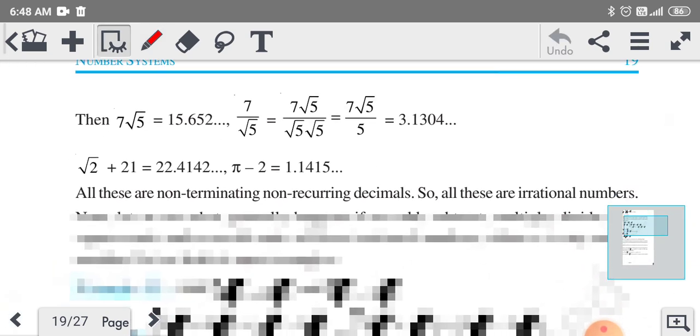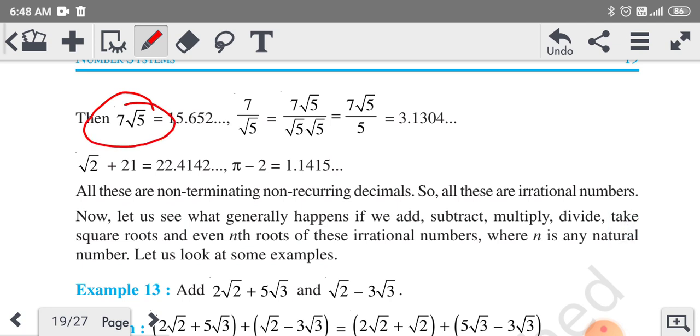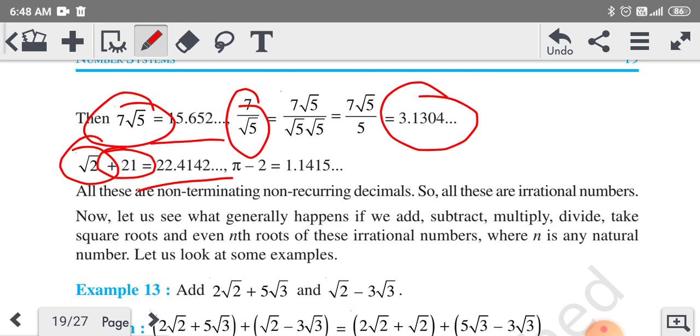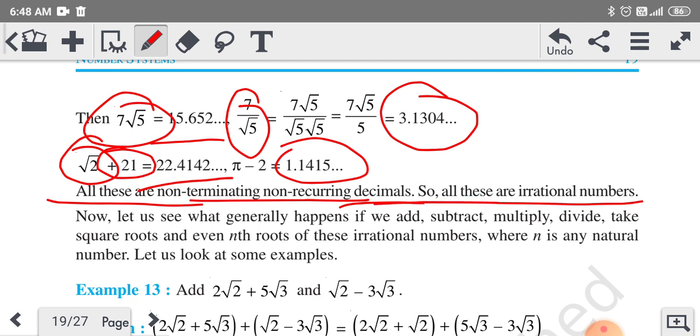So then 7 into √5 is equal to 15.6572 and so on, and 7 by √5 is equal to 7 by √5 into √5 by √5, that's equal to 7√5 by 5, that's equal to 3.1304. And √2 plus 21 is equal to 22.4142 and so on, π minus 2 is equal to 1.1415 and so on. All these are non-terminating, non-recurring decimals, so all these are irrational numbers.